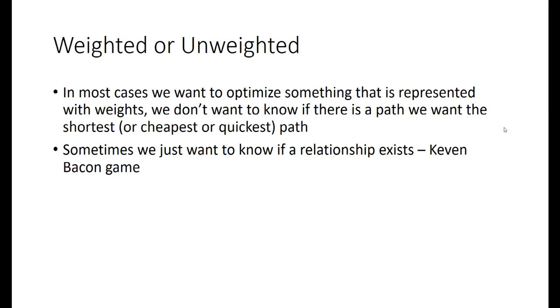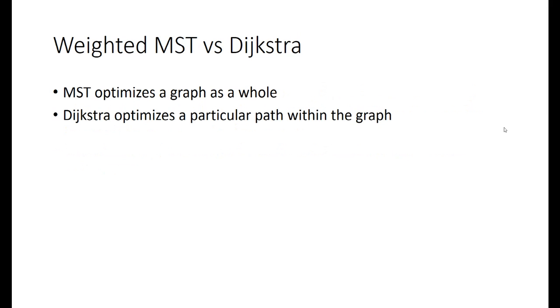But if we want to just know if relationships like that exist, then we don't need to weight our graphs. We can use an unweighted graph. We can just count edges, things like that. But most of the time we want to optimize something represented by weights, and then we need a weighted graph.